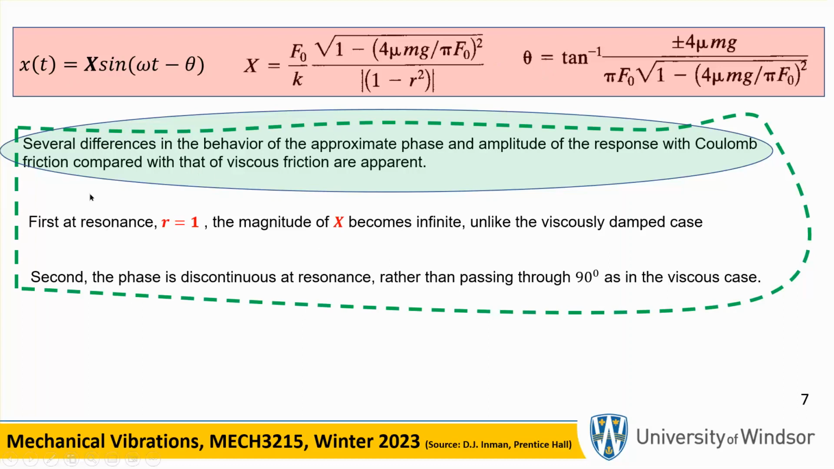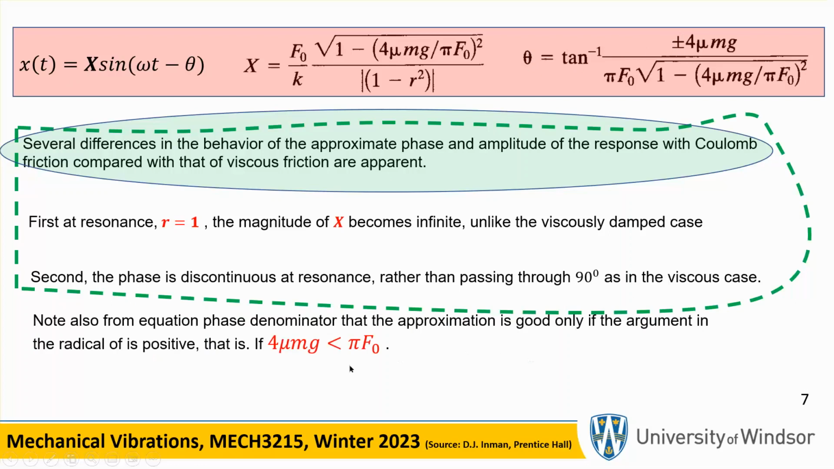There are a couple of other ones, but these are the main differences between what we have arrived at by taking a Coulomb friction, dry friction, as an equivalent viscous damper. Amplitude becomes infinite when r is equal to 1, which means resonance, and the phase angle is discontinuous. It suddenly jumps from a positive value to a negative value. The other thing is that for all of this to make sense, first of all, this under the radical must be a positive number, or over here. If under the radical is not positive, this is all garbage.